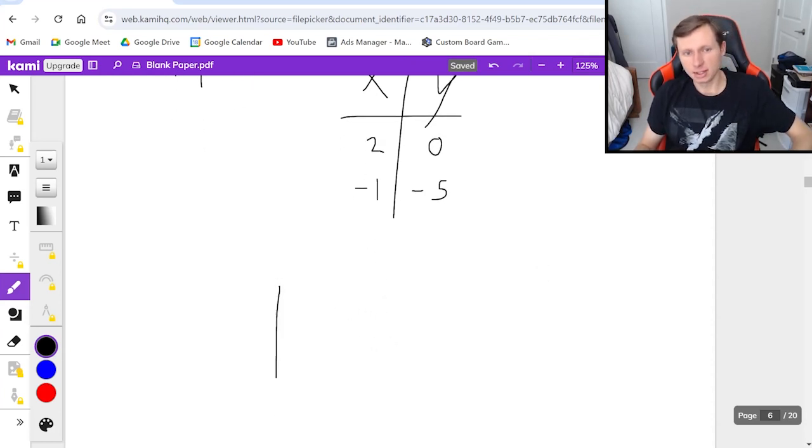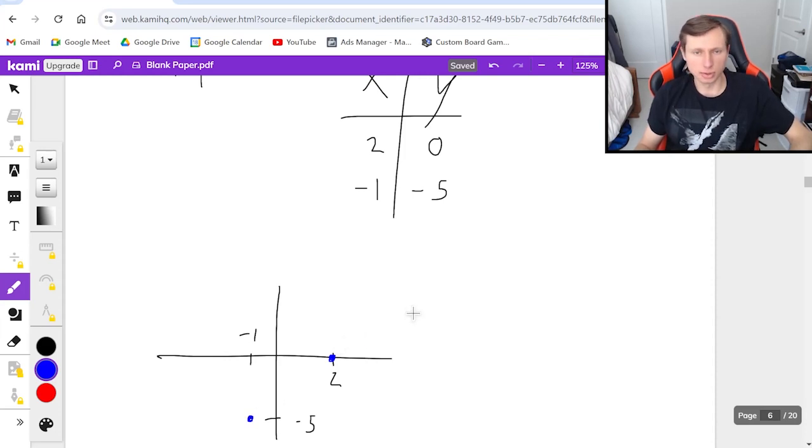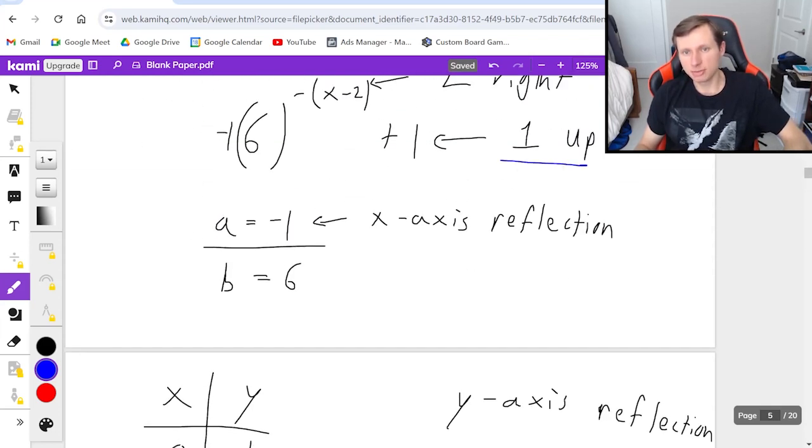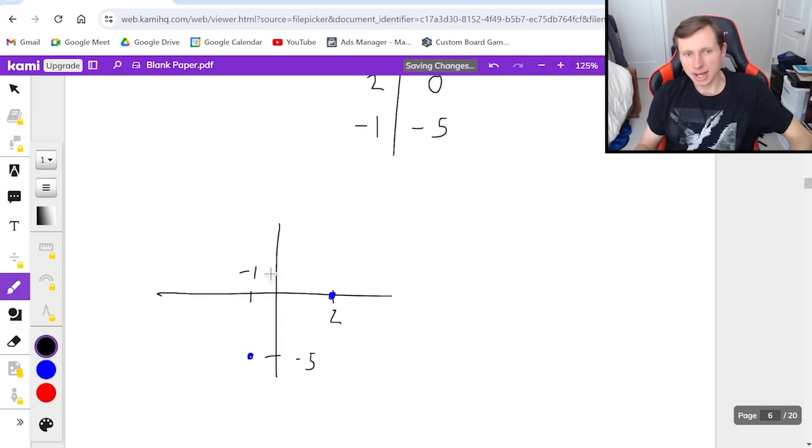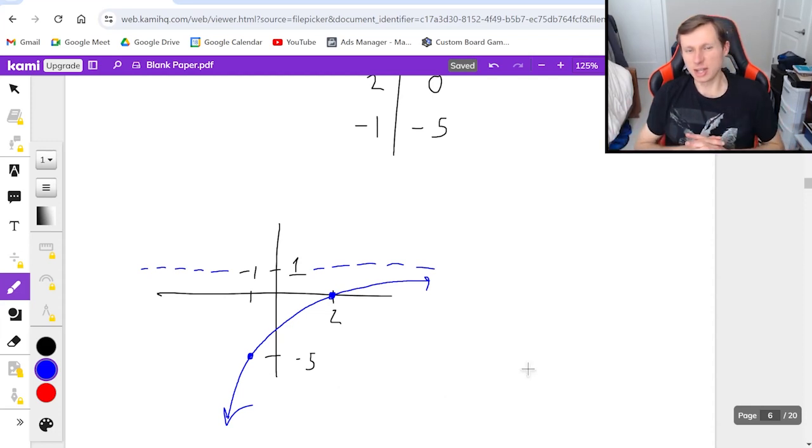So then finally, I'm going to plot this. I have the points 2, 0 and -1, -5. So let's say that's something like this. So 2, 0 and -1, -5. And finally, my horizontal asymptote. Where should that go? Normally it's at 0, but as we can see, it got shifted up 1. So now my asymptote is at +1. So that would look something like this. And connecting my dots, I get a graph that looks like that. And there's our answer. So that last one was tough.